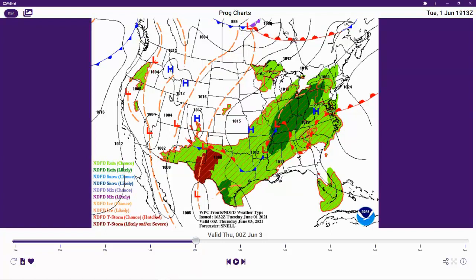So the most important aspect of this is to note that this is a probabilistic forecast. It's a probabilistic forecast based on two levels of probability. They call it chance or likely. It doesn't really classify in this particular chart what that boundary is between chance and likely.